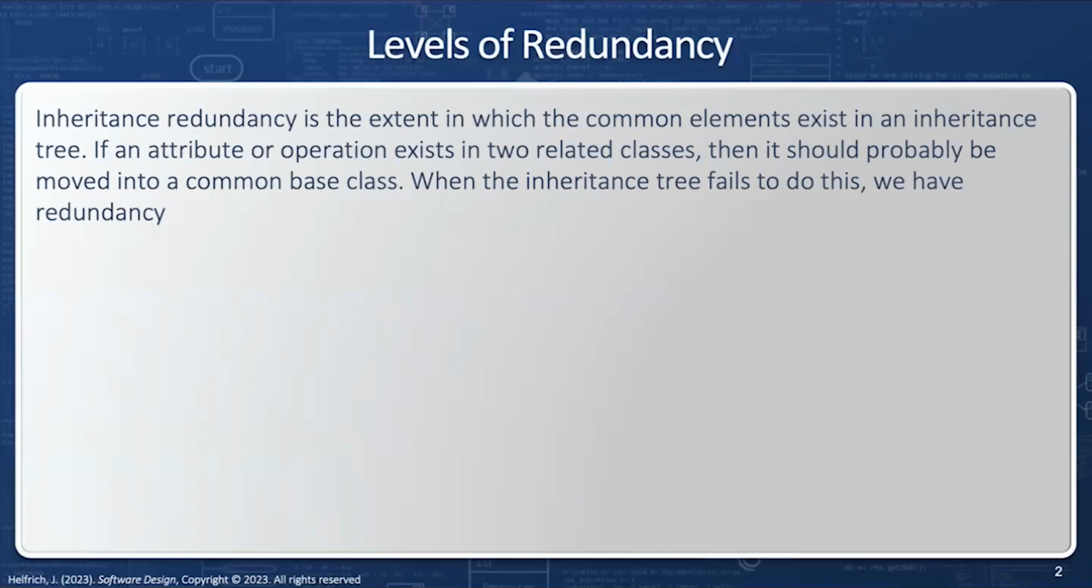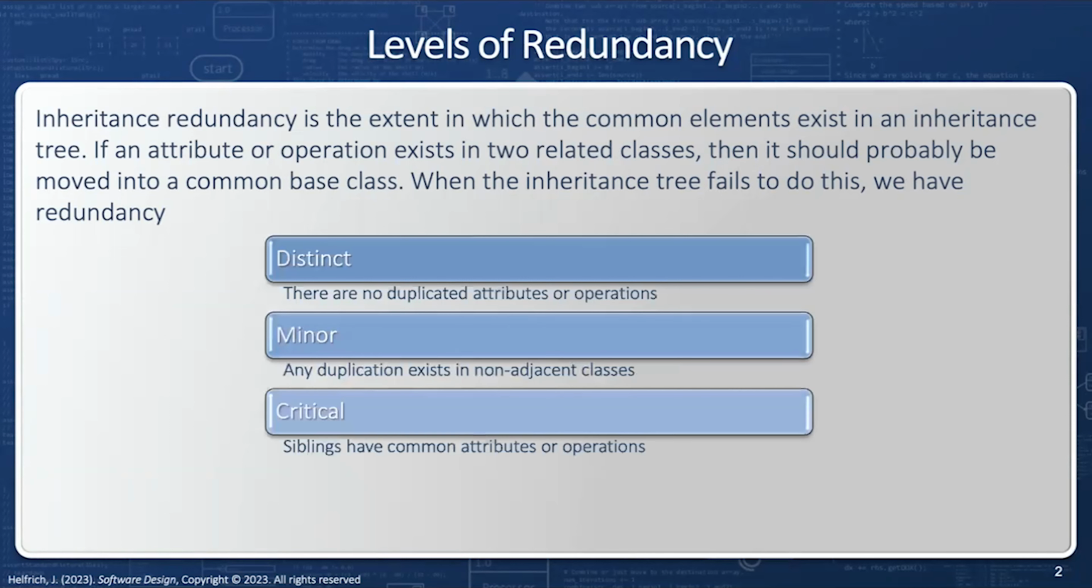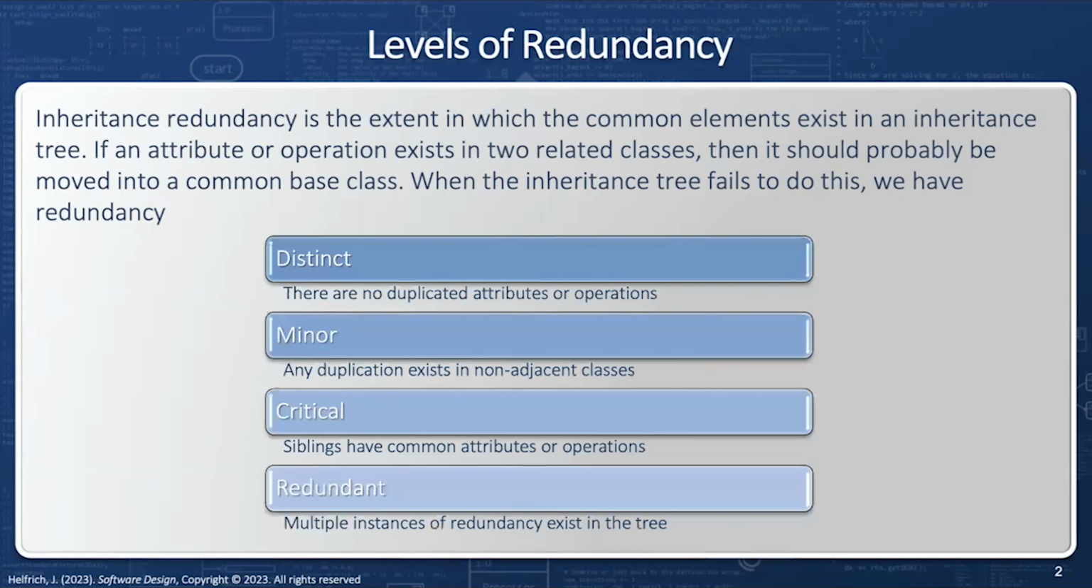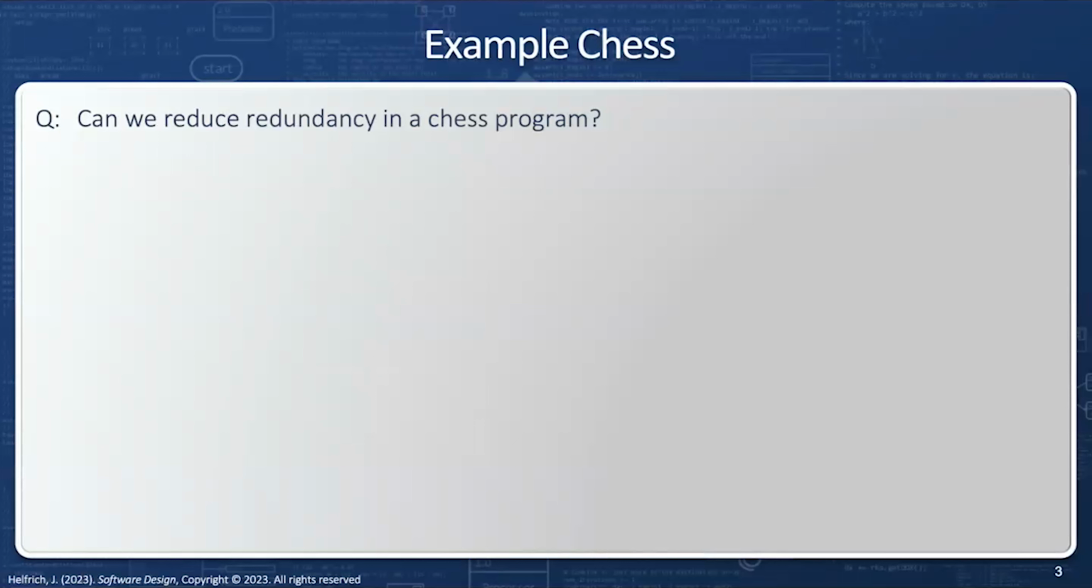Inheritance redundancy is the extent to which common elements exist in an inheritance tree, and there are several different levels. Distinct means there are no duplicate attributes or actions. Minor means any duplication of attributes or functionality is far apart in the inheritance tree. Critical means the siblings have common attributes or operations, and redundant means that there's lots of redundancy. Clearly, we don't want to have critical or redundant. So this is best explained by example.